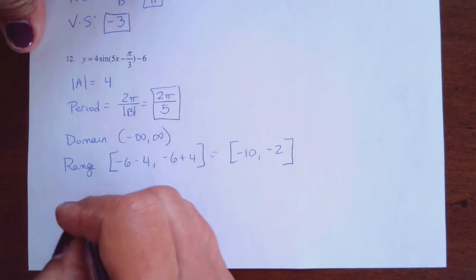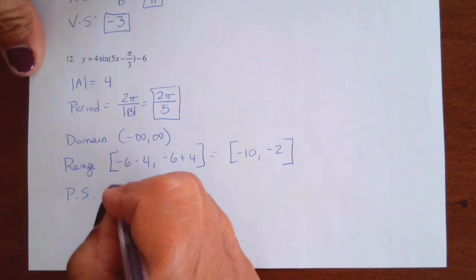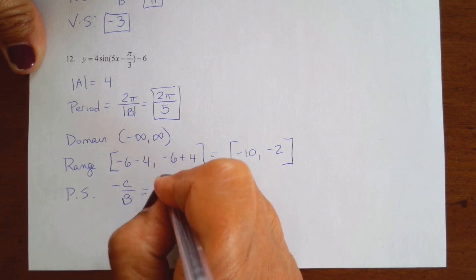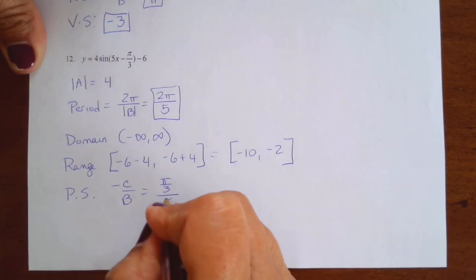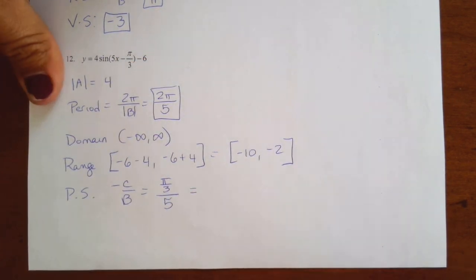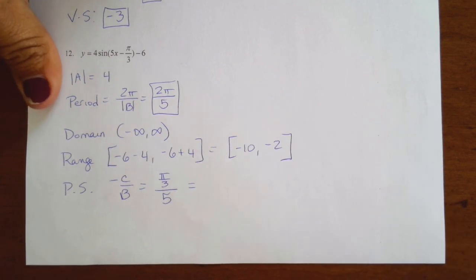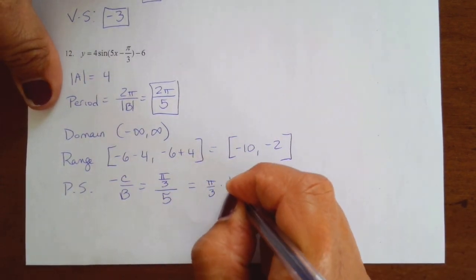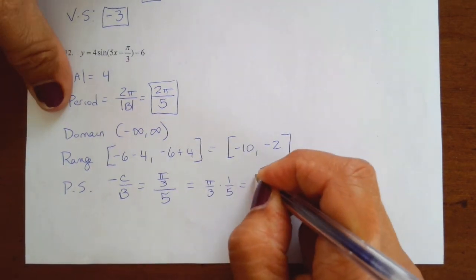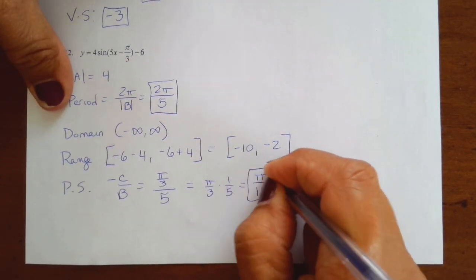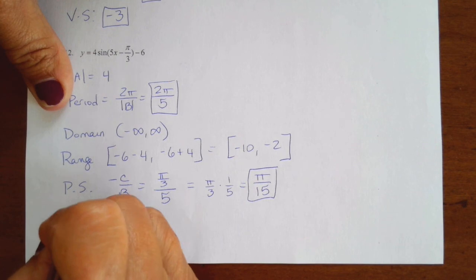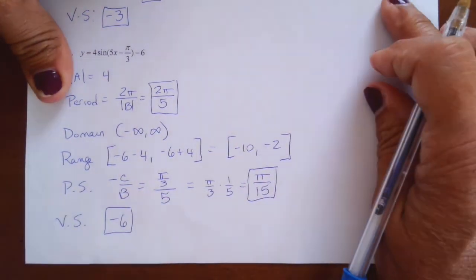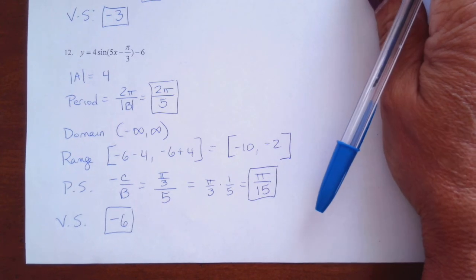Okay, phase shift, negative C divided by B. So that'll be pi over 3 divided by 5. So again, what does that equal? You guys got to make sure that you can divide that correctly. So remember, dividing by 5 is the same thing as multiplying by 1/5. So that'll give you pi over 15. Okay. And the vertical shift, that would be negative 6. Go down 6.